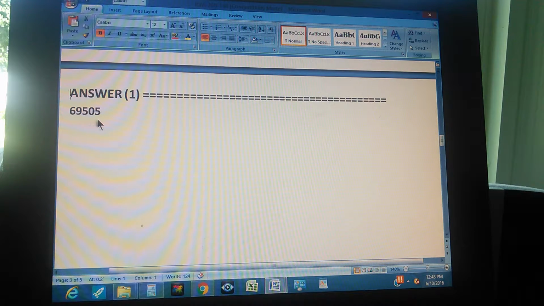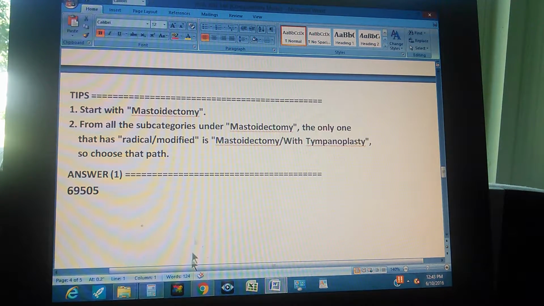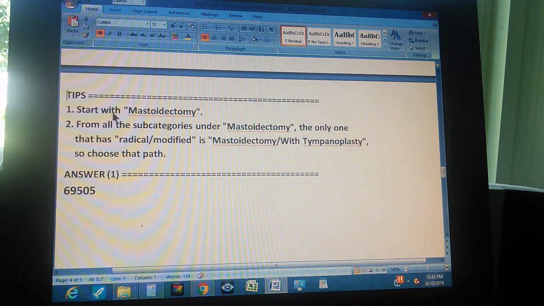The answer is 69505. If you got that, congratulations. If you didn't get it, let's give you a couple of tips. Tip number 1 is start with mastoidectomy. You know that ectomy is an excision, and it's taken out of the mastoid. So you start with mastoidectomy. Tip number 2: from all the subcategories under mastoidectomy, the only one that has radical modified is mastoidectomy with tympanoplasty. So choose that path.